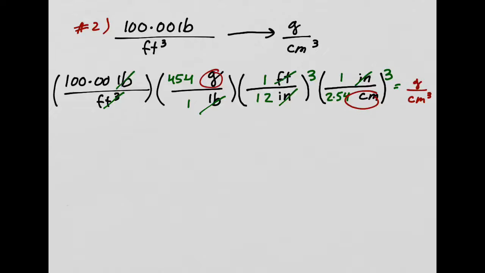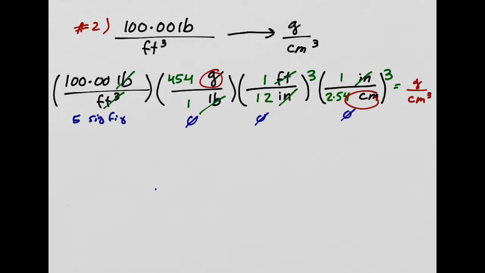Now, my final answer should have how many significant figure? Exact number, exact number, exact number doesn't count. How many sig fig do I have here? I have 1, 2, 3, 4, 5. My sig fig is 5. Again, these are conversion. They don't have any sig fig. They're not going to affect that.